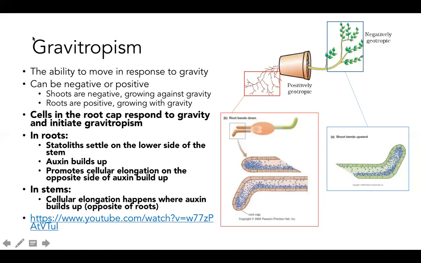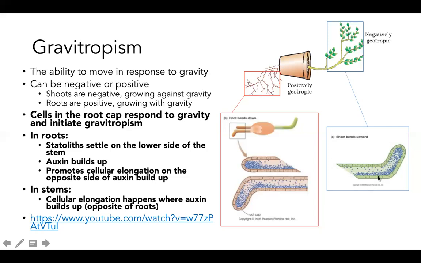In the shoot system, auxin is also responsible for this. Auxin is also responsible for gravitropism. However, it is initiated by gravity instead of light. Cells in the root cap respond to gravity and initiate this movement in response to gravity. And in the stems particularly, cellular elongation happens where auxin builds up.